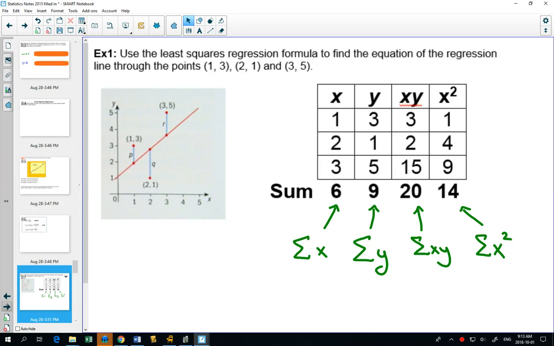So we look at our points. We have our x values, our y values, multiplying our x and y values together, and squaring our x values. At the bottom of that column, I've added all of those up and labeled those. This is our sum of x, this is the sum of our y values, sum of our x, y values, and sum of our x squared values.